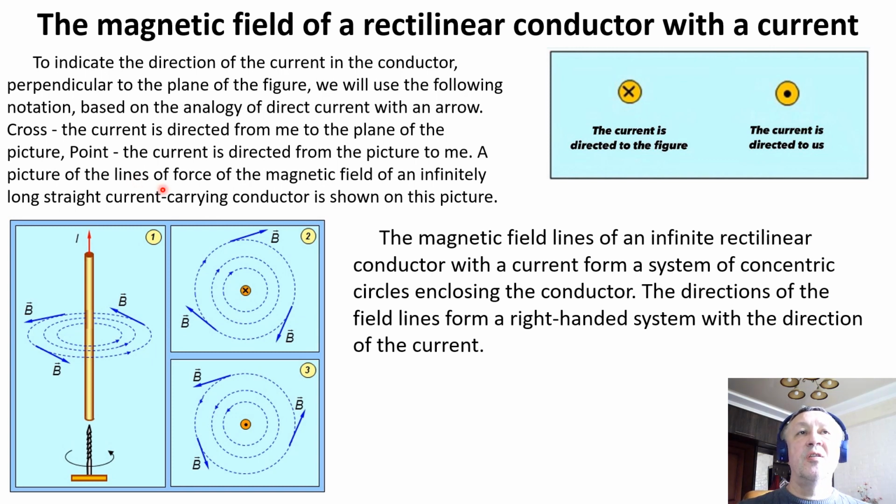A picture of the lines of force of the magnetic field of an infinitely long, straight, current-carrying conductor is shown on this picture on our slide. The magnetic field lines of an infinite rectilinear conductor with a current form a system of concentric circles enclosing the conductor. The direction of the field lines forms a right-handed system with the direction of the current.